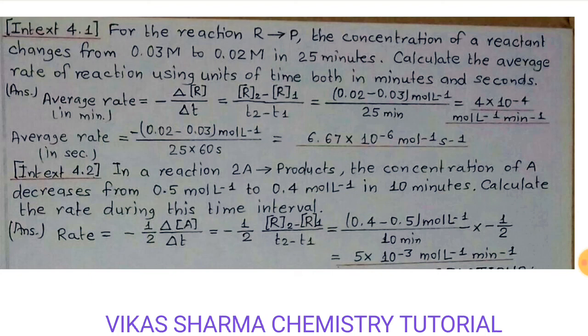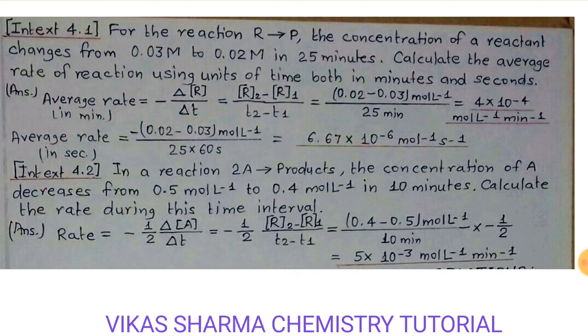Another question in text 4.2. In a reaction, 2 mole of A form products. The concentration of A decreases from 0.5 mole per liter to 0.4 mole per liter in 10 minutes. Calculate the rate during this time interval.